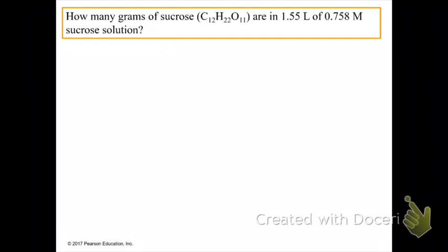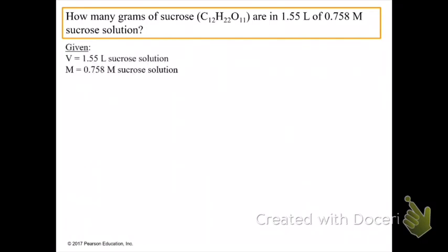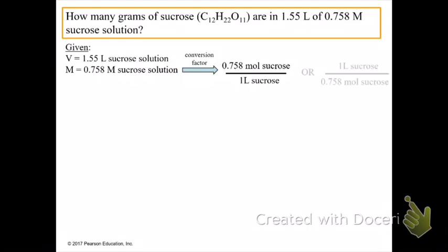So there are two ways to do this. The first method is similar to the one I showed you earlier, and then the second method is using the equation or the formula. So the first method is using the conversion factor method. So you're given the concentration of the sucrose solution. So what you can do is convert this into a conversion factor. So that would be moles per liter, right? So 0.758 moles per liter sucrose solution, or 1 liter in the numerator and then 0.758 moles at the bottom. And then you're going to use the other information that's given for volume, which is 1.55 liter sucrose solution.